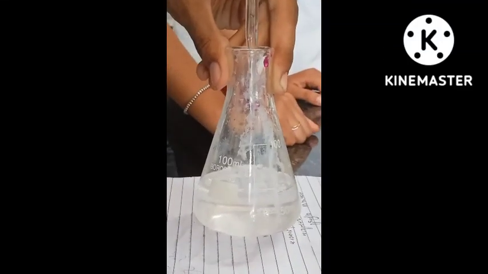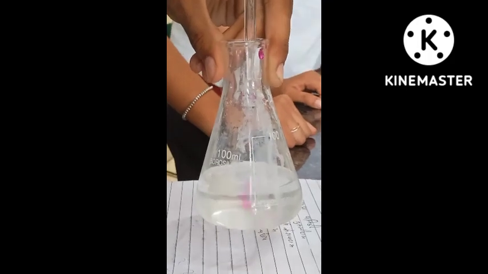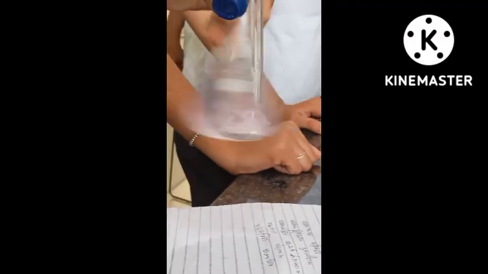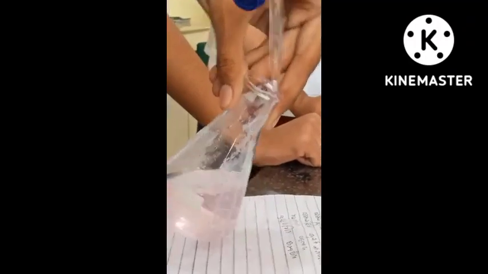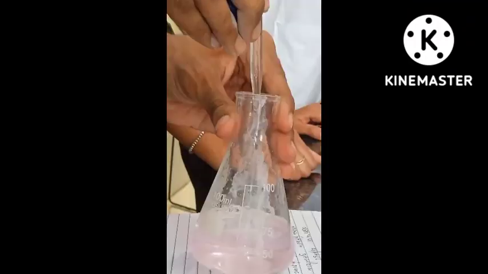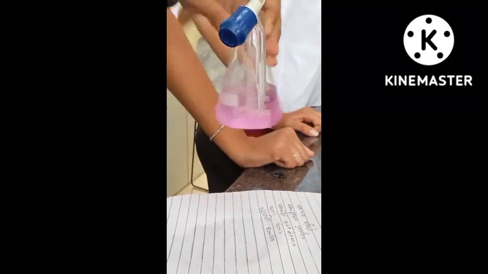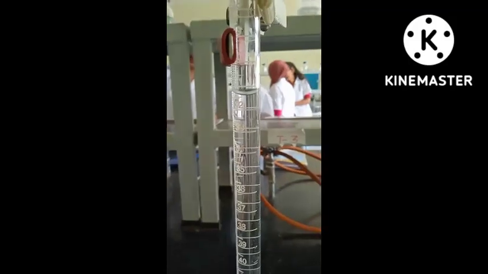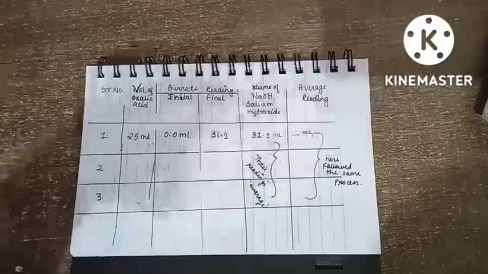So again we have to add some drops of NaOH so that it will come. Again we are doing the same, like this we have to perform. Again we have to add. So this pink color didn't go. So finally this was the reaction. So this was our reading, that is 31.2, and this is the color.